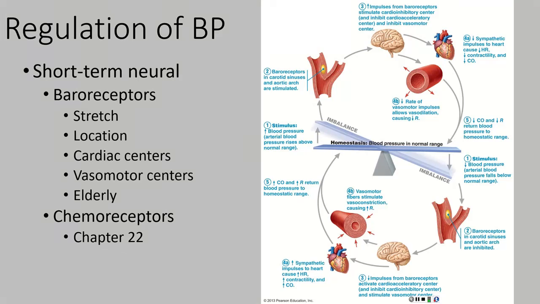So how did we convey stronger or weaker signals? It wasn't the size of the action potential. It was the frequency of the action potential. So baroreceptors are constantly sending signals to our medulla oblongata, where those cardiac centers and vasomotor centers are. And they're constantly sending signals at a steady rate. So just kind of tap.